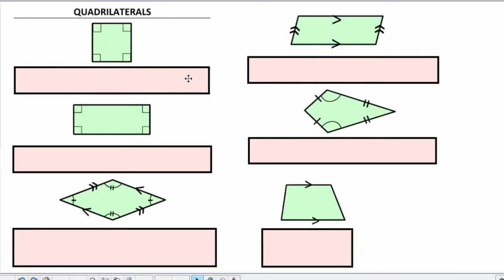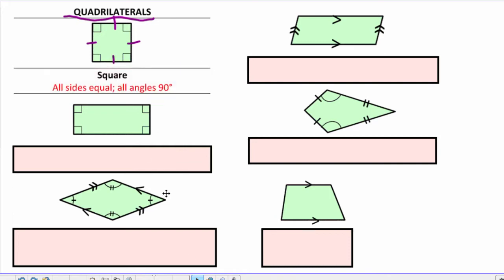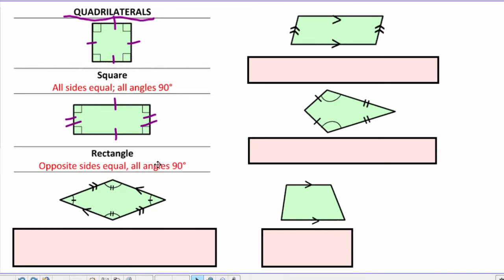Okay, so we'll start with some shapes. We'll start talking about quadrilaterals. The first quadrilateral we have here has 4 sides. All quadrilaterals have 4 sides. That's what quadrilateral means, a 4-sided shape. This one has all 4 sides equal, and it also has 4 right angles. That is called a square. Here we have the next one. We've got two equal sides here and here, and also these two sides are equal. Again, four right angles, we call that a rectangle. Opposite sides are equal and all the angles are 90 degrees.